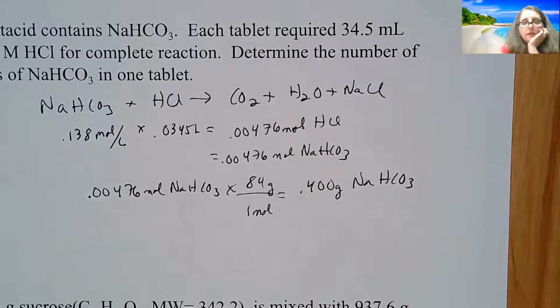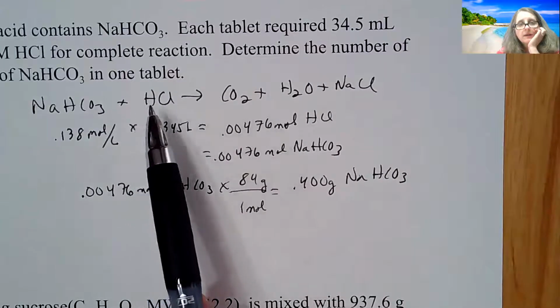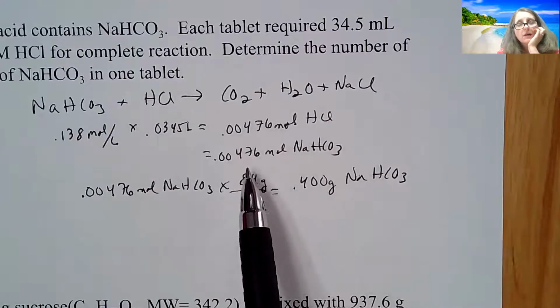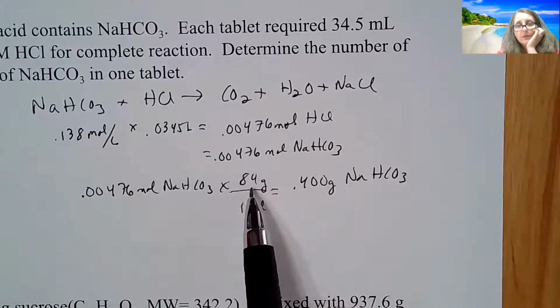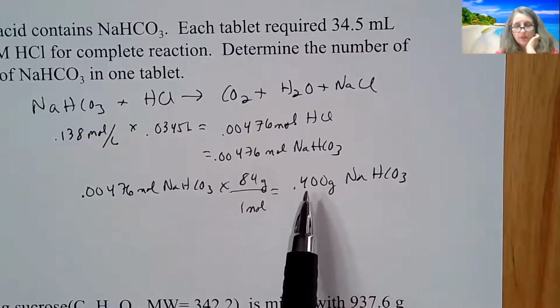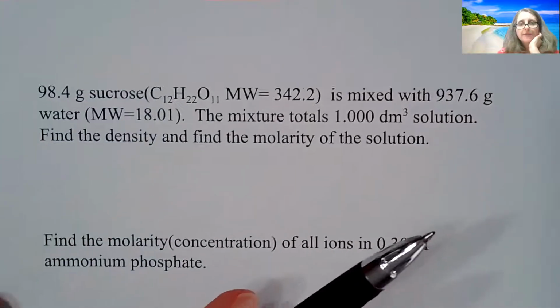So I took the molarity times the liters to get the moles. I realized that this is in a 1-to-1 relationship, so that's the moles of the sodium hydrogen carbonate. Then I just add up the molar mass, which is around 84, and I should get about 0.4 grams of that to neutralize that amount of HCl.